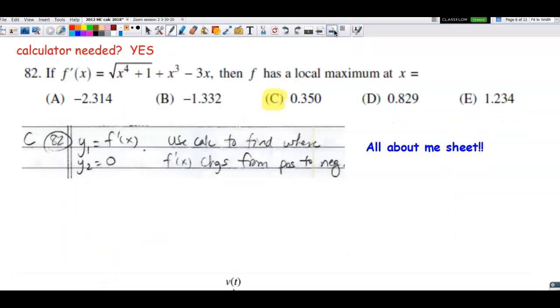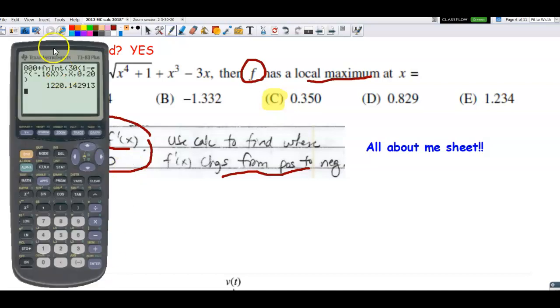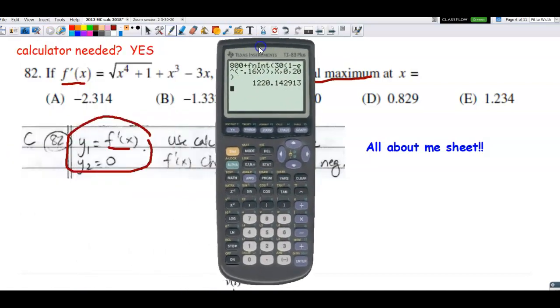Number 82. We're given a first derivative of f, and it is a radical of x to the 4th plus 1, plus x cubed minus 3x. The questions are about f original, a local maximum. Local maximum is where the first derivative changes from positive to negative. So all I want to do is take a look at the given function and figure out where it changes from positive to negative using my calculator. Again, if you don't need this and you got it right, that's great, but some folks may need it, so I'm going to show it.